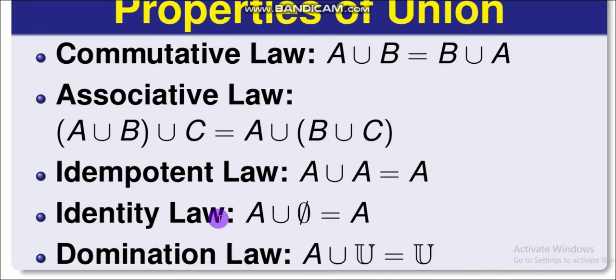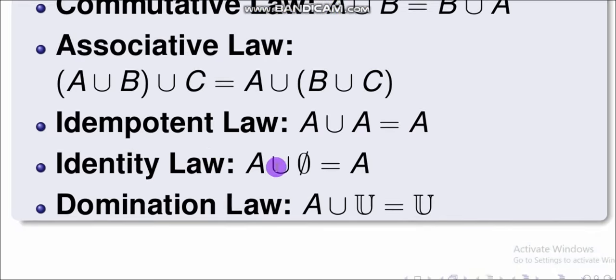Then we have the identity law. The identity law is when you are uniting a set with an empty set. This is the null set, the empty set. There is no element at all in this set. It has not a single element. If I am adding this set to set A, I am going to have the same A because I am not adding anything to it, no element here. So the result will just be the same as my A.